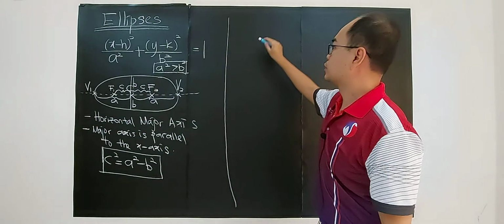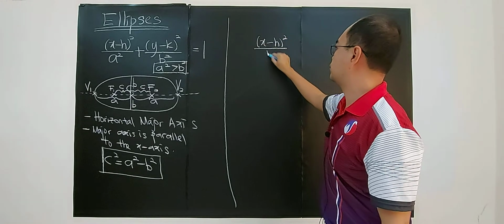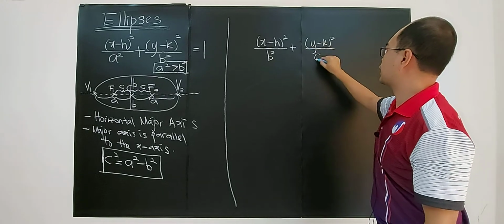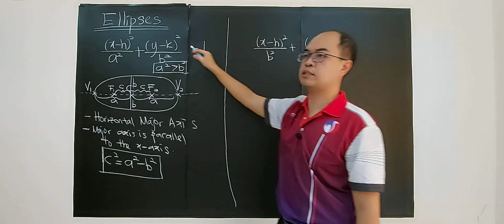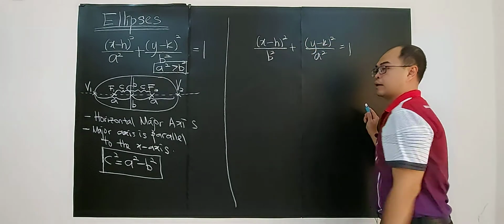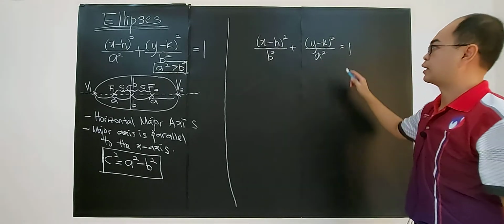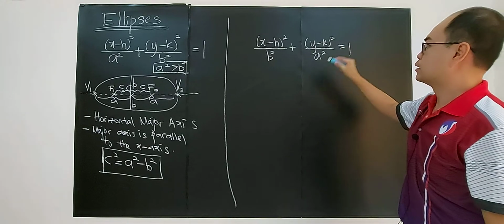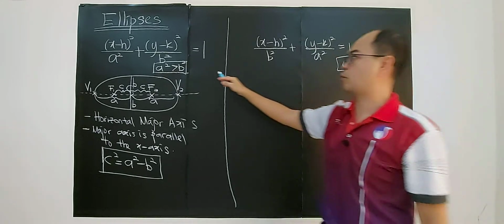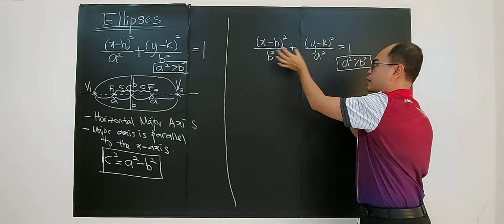In my video, I will standardize such that if this is the horizontal major axis, under the x will be a squared. Now we also have (x minus h) squared over b squared plus (y minus k) squared over a squared. The difference is that I put a squared below the y and b squared below the (x minus h). This is also an ellipse, a standard equation of an ellipse. Remember, a squared is always greater than b squared. In this case, the a squared below the y is greater than b squared.